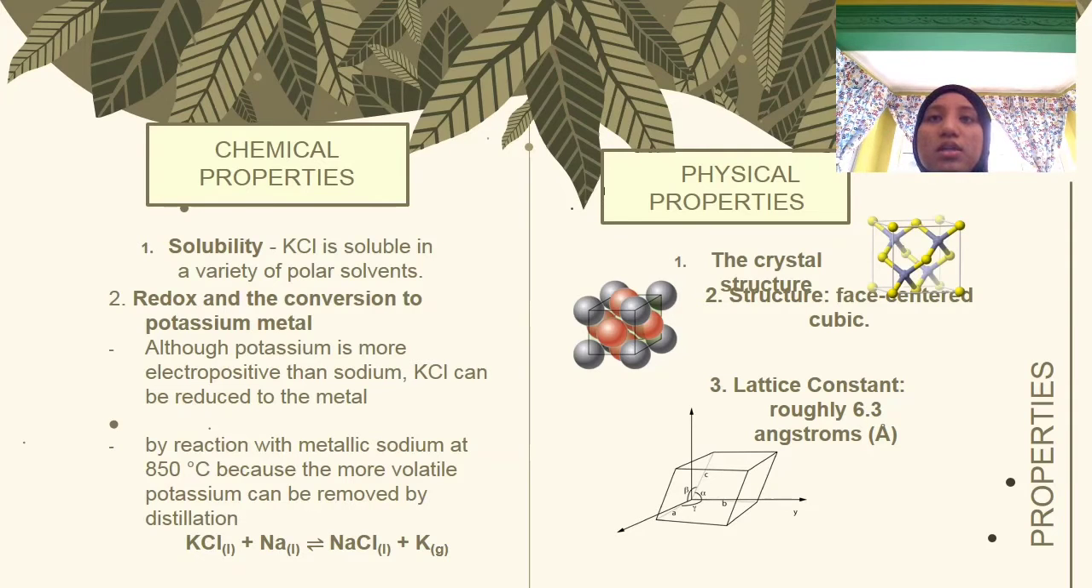Physical properties. First, the crystal structure means potassium chloride is in a solid form. Second, structure: face-centered cubic. The cubic crystal system is a crystal system where the unit cell is in the shape of a cube. And the last one is lattice constant, roughly 6.3 angstroms.